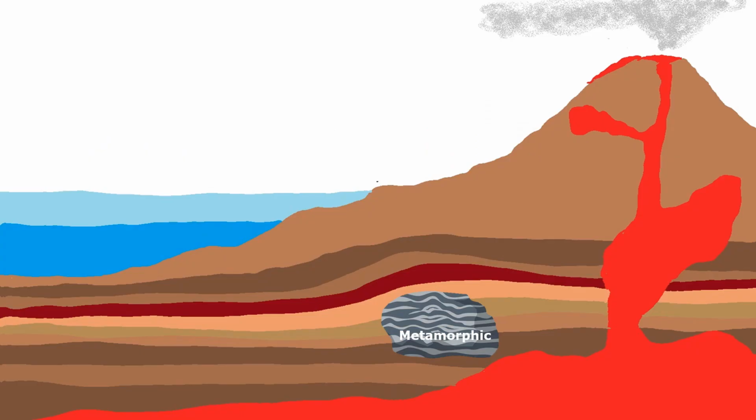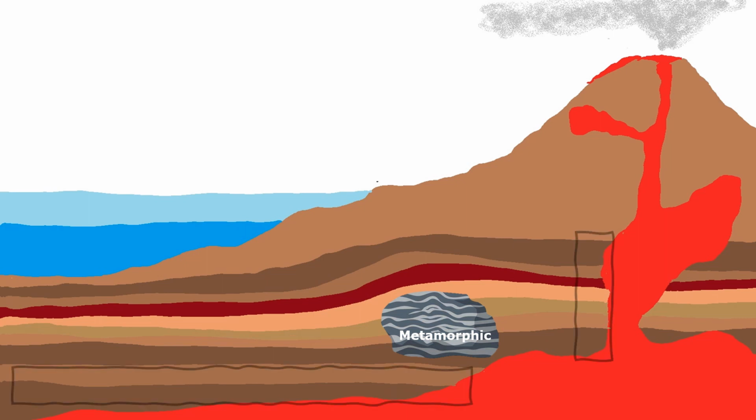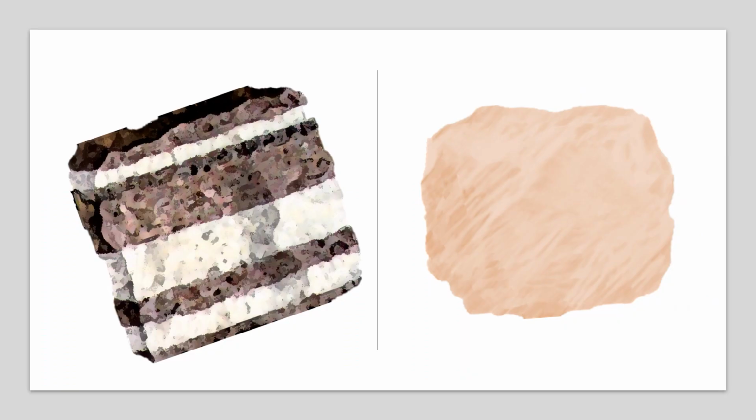Lastly, let's talk about metamorphic rocks. Now, metamorphic rocks are formed when a rock is changed in some way, either by extreme heat or extreme pressure. Metamorphic rocks can have many kinds of texture, but they fall into two categories: foliated and non-foliated. Foliated rocks have layers or stripes of minerals. This happens when the minerals in the rock squish together under extreme pressure into layers or stripes.